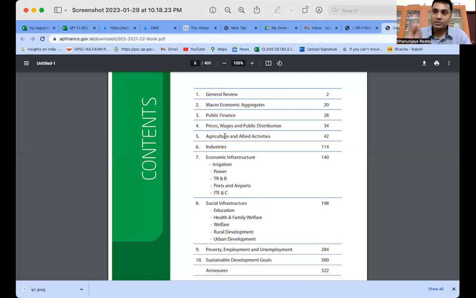Now they are asking about policies related to science and technology in Andhra Pradesh. For economy of Andhra Pradesh, and for science and technology of Andhra Pradesh, you will have this here. Right, look at this. Open the index page, you will understand where they are present. Now, economic infrastructure: they have given irrigation infrastructure, power infrastructure, TRB, ITEC. ITEC is your this one, that is called promotion of science and technology, electronics and communications. That is what ITEC is. So you have to go to the 7th chapter there, and then you have to find the answers.